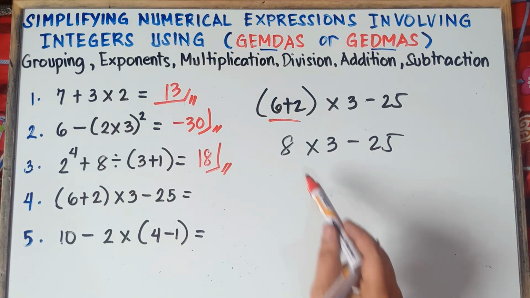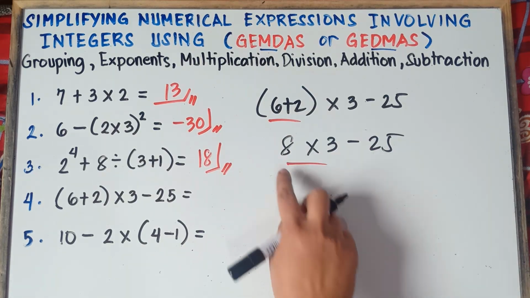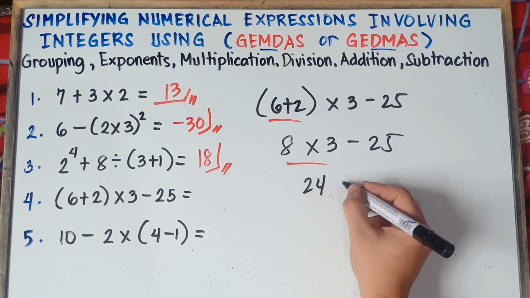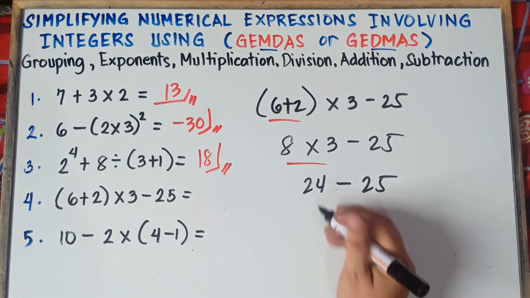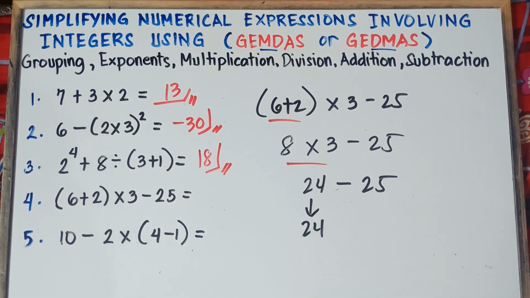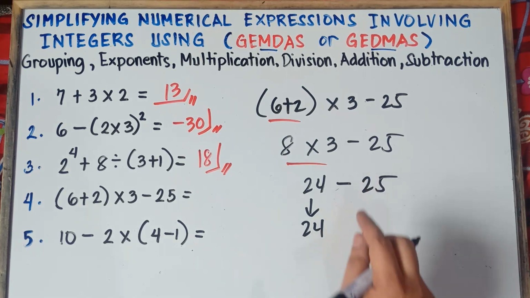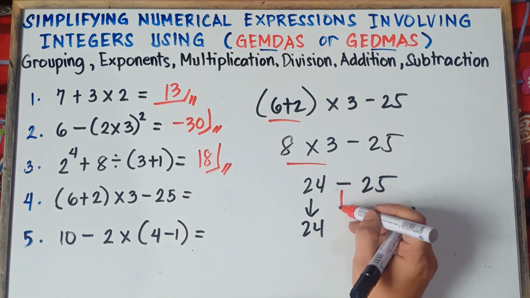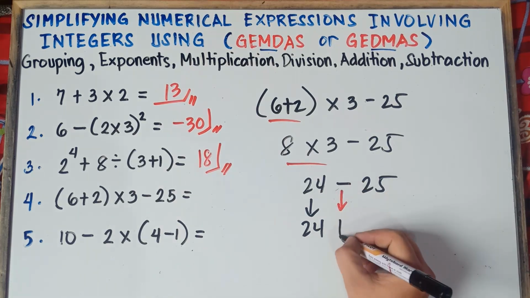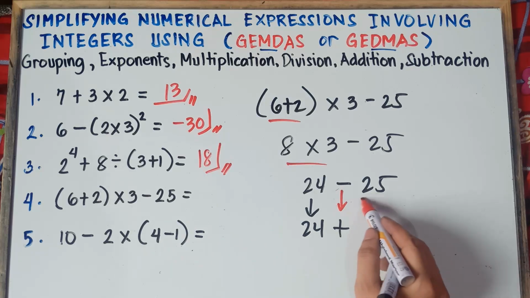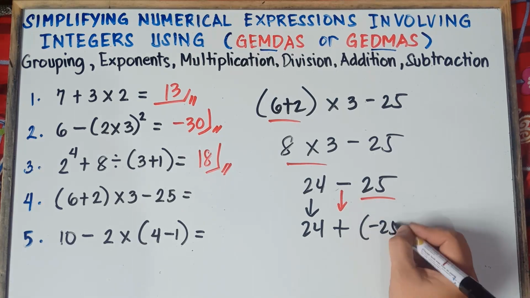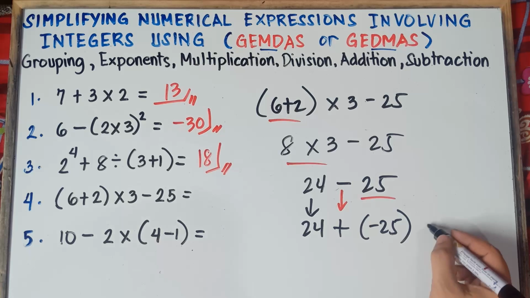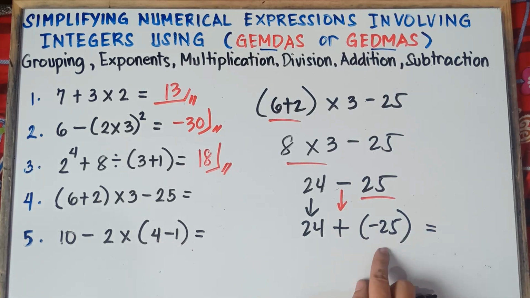So once again, multiplication comes first before subtraction. So 8 times 3, that would be 24 minus 25. Alright, and then 24 minus 25. Go back to the rules in subtraction. Copy the first integer. And then change this sign. This is subtraction sign, it will be plus sign. And then change the sign of the second number to its opposite. This is positive 25, it will be negative 25. And then proceed to addition. So 24 plus negative 25.